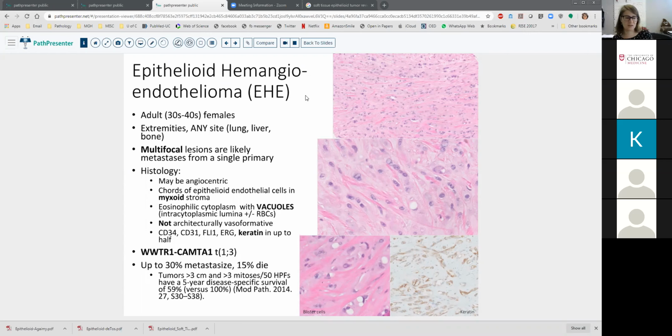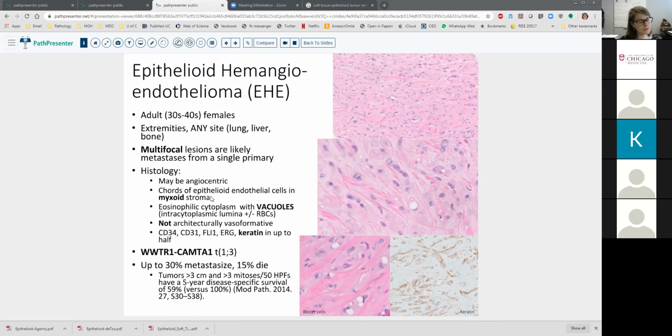These are not overtly aggressive, but they can occasionally metastasize. It's thought that they can arise in essentially any body site: visceral, soft tissue, bone, anywhere. Sometimes they can be multifocal, and it's thought that maybe the multifocality are actually metastases from a single primary. The diagnostic translocation is WWTR1-CAMTA1.